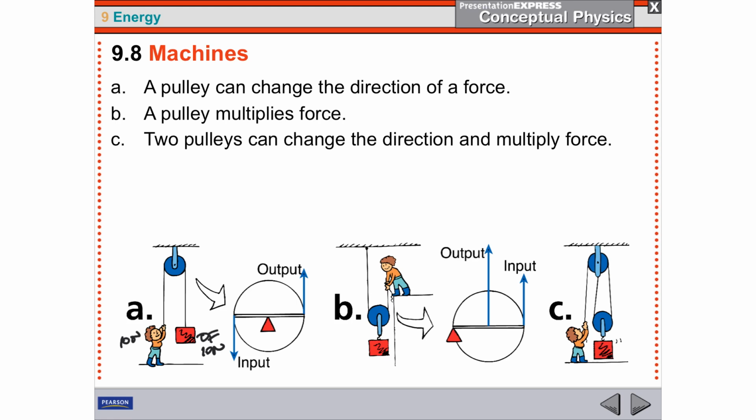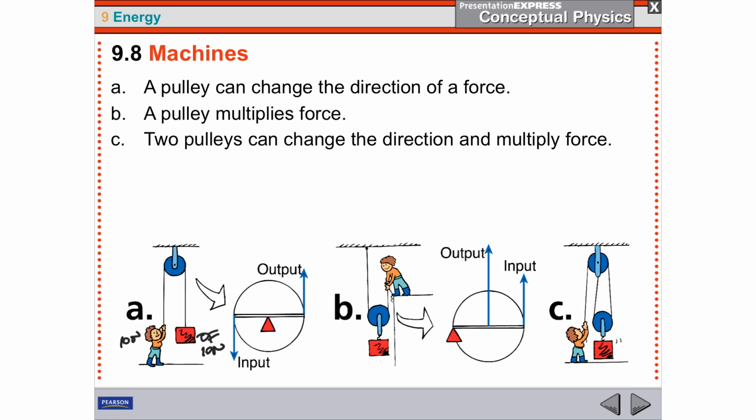So the input force and the output force are just like a type 2 lever. So this is multiplying the force. But it's not multiplying the force. It is multiplying the force, but it's in the same direction as before. If you were to have 2 or more pulleys, you can change the direction so that it may be more convenient, just like A, but you can also multiply the force.